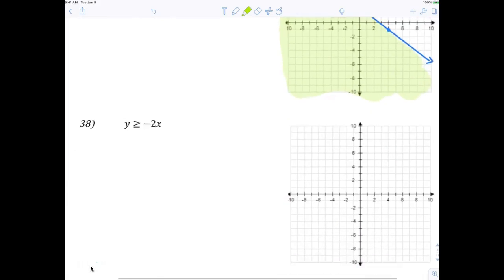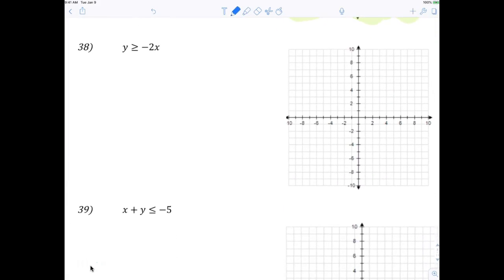All right, let's try a couple more. Some people got confused last time. What's the y-intercept for 38? 0. Then from there, I'm going what? Down to the right 1. What type of line? Solid line, right? And I'm shading where? This time I'm shading above, right? Anybody have any issues so far?